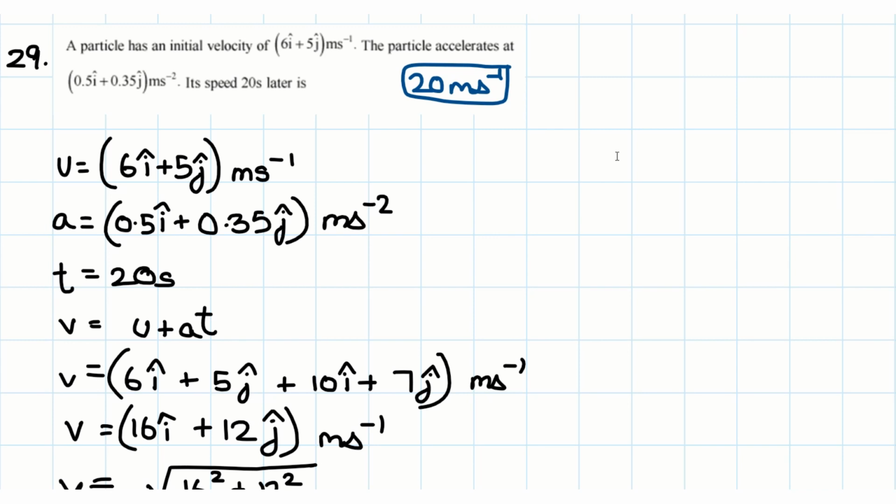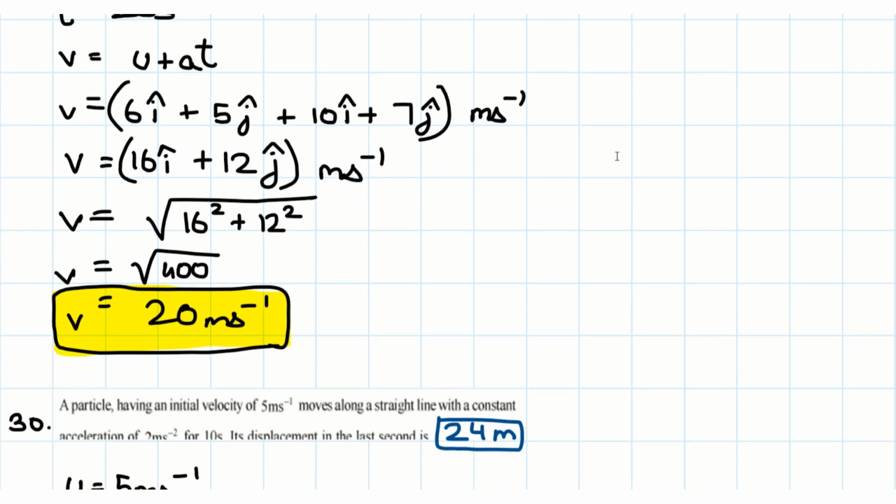Now when we multiply acceleration with 20, we get 10 i cap plus 7 j cap. When we put that in the equation, we get velocity 16 i cap plus 12 j cap. The magnitude for any vector is the root of the sum of squares of its x and y components, which is why we have taken v equal to under root 16 square plus 12 square, which simplifies to 20.